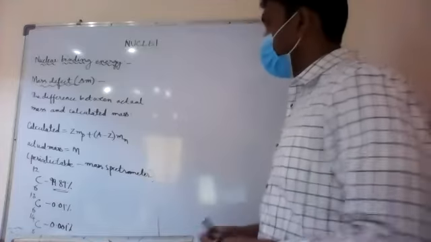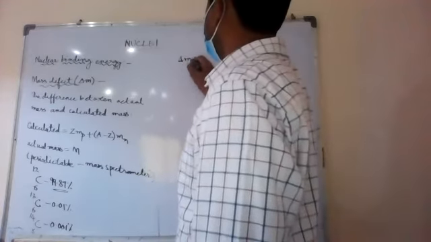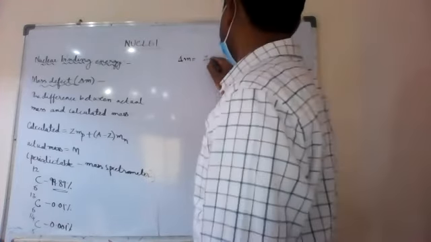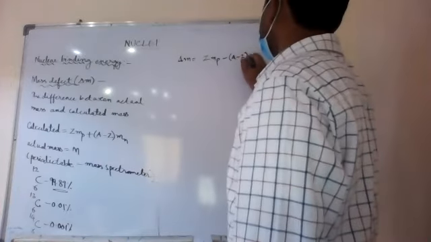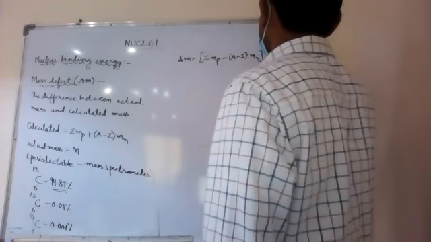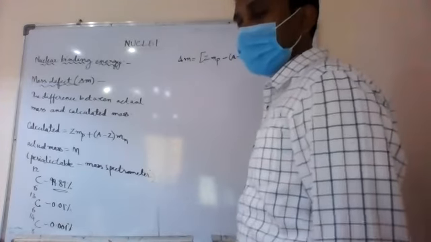Now, what is the difference here? Delta M is equal to calculated mass minus actual mass. That is, Z into Mp plus A minus Z into Mn, minus capital M. That is delta M. That is said to be mass defect.